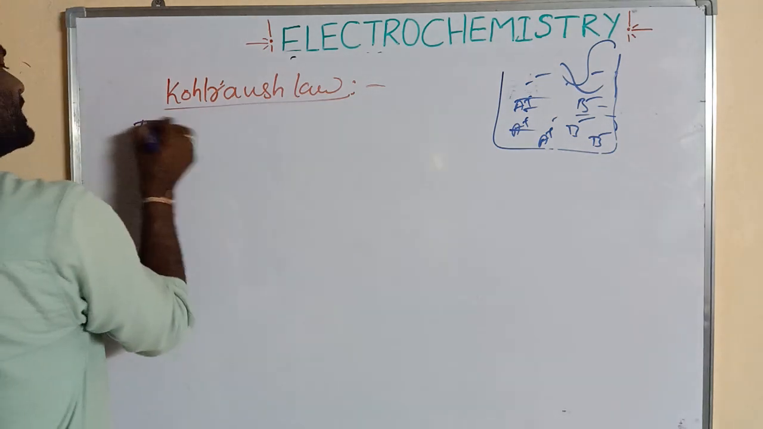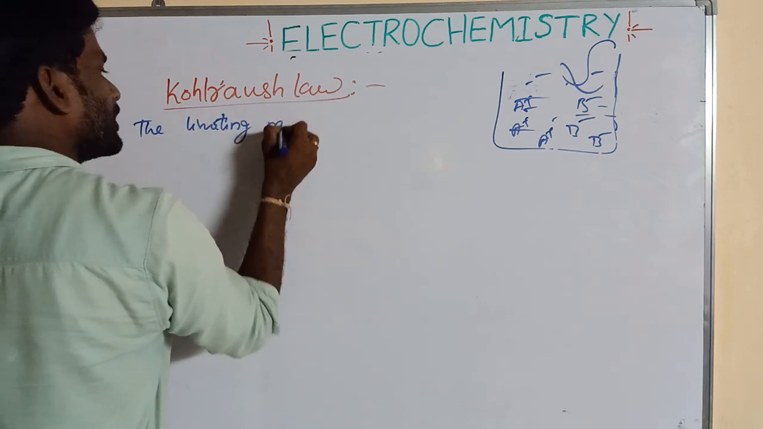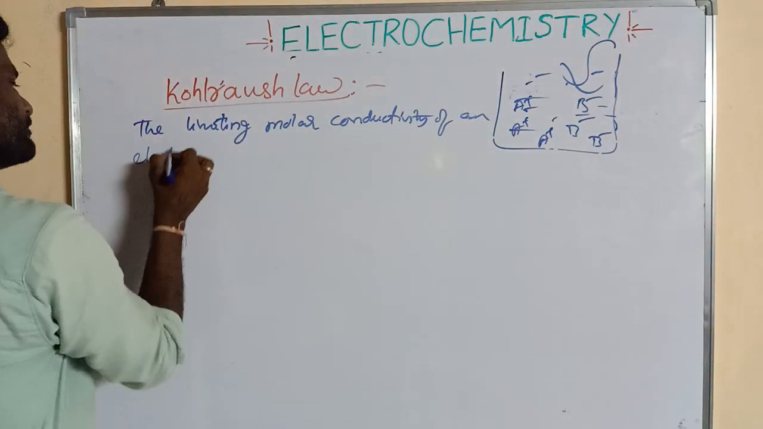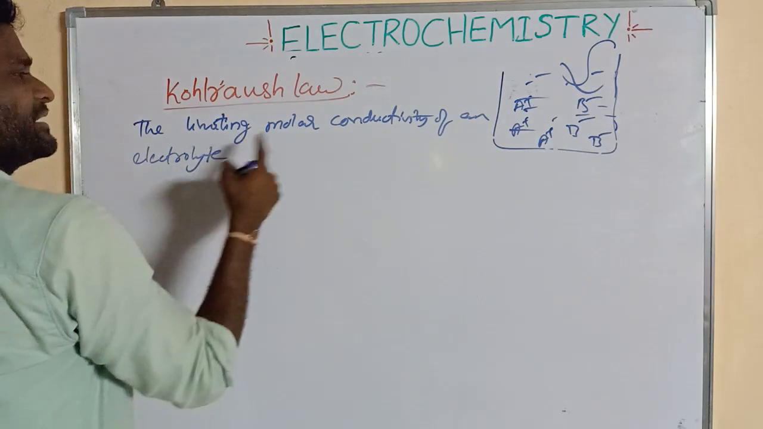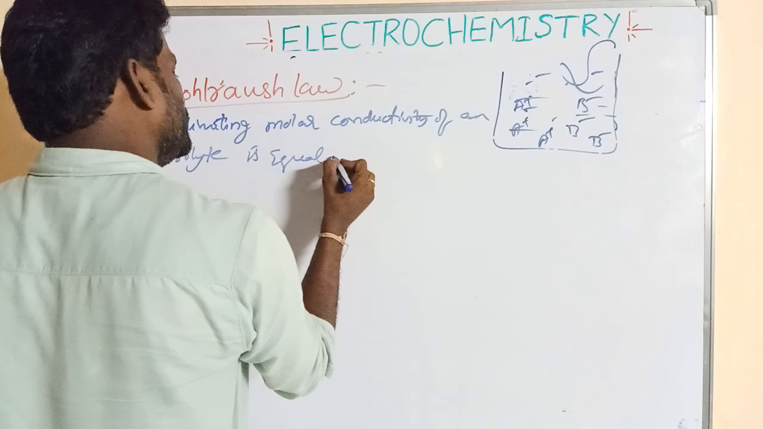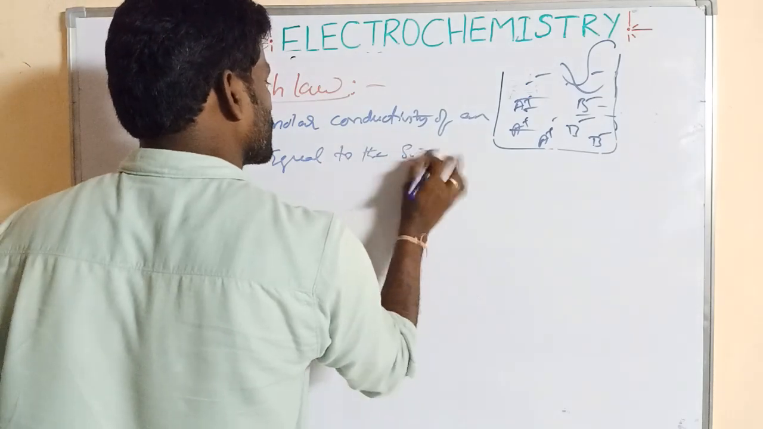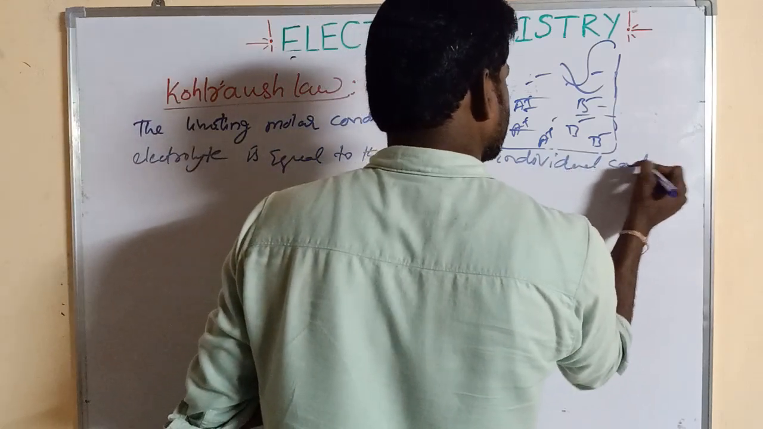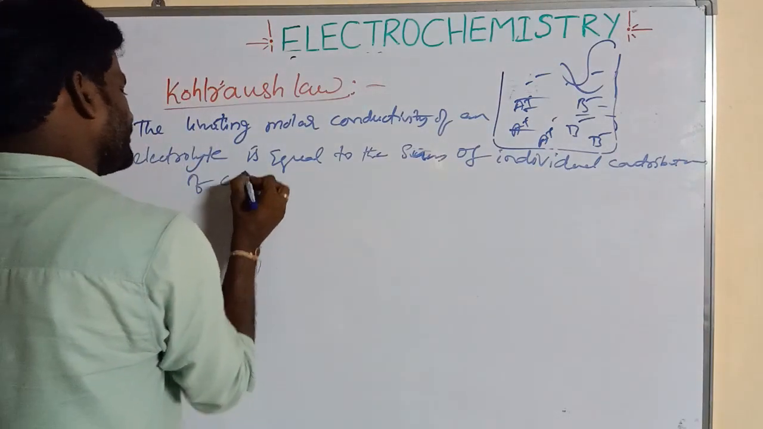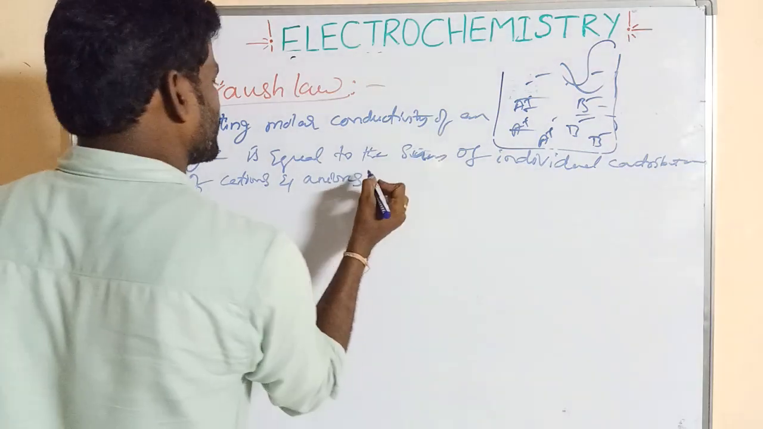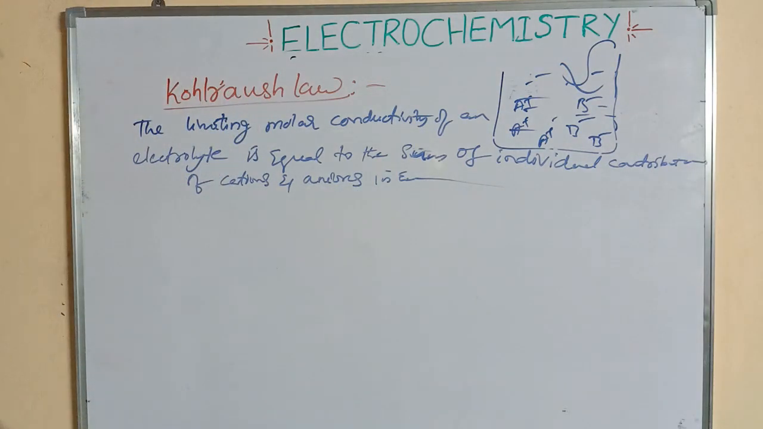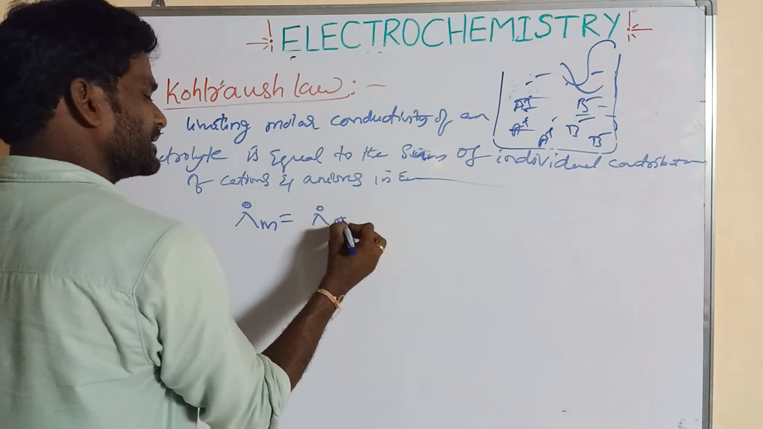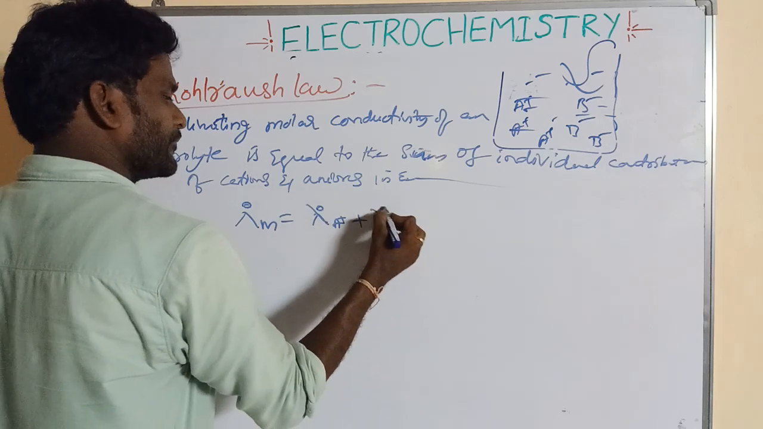So the definition: the limiting molar conductivity of an electrolyte is equal to the sum of the individual contributions of cations and anions in the electrolyte. This is known as Kohlrausch law, where the limiting molar conductivity lambda naught m is equal to lambda naught of A plus and lambda naught of B minus.